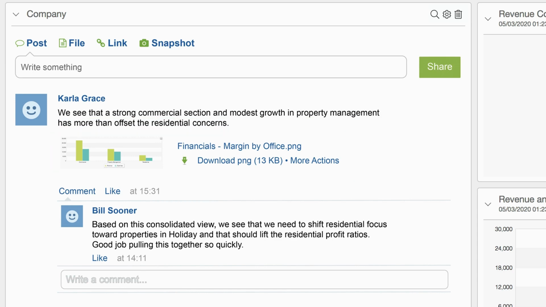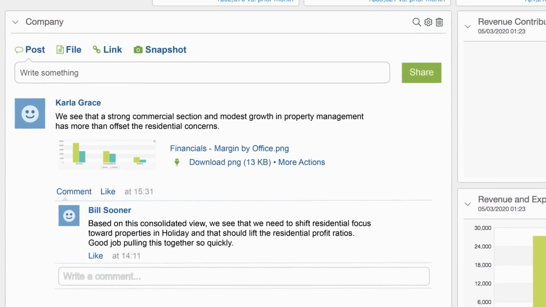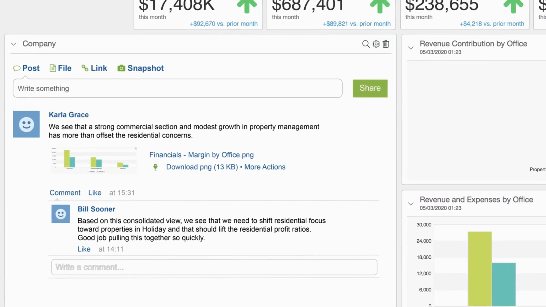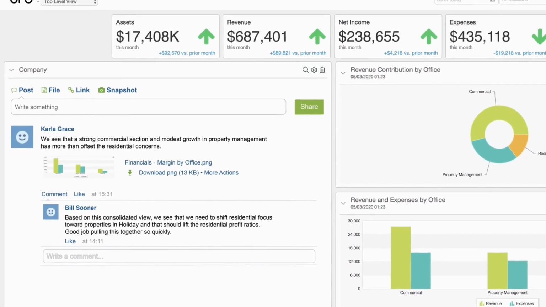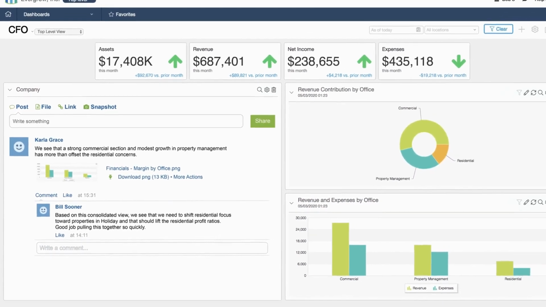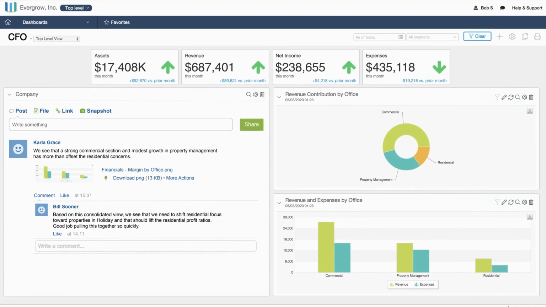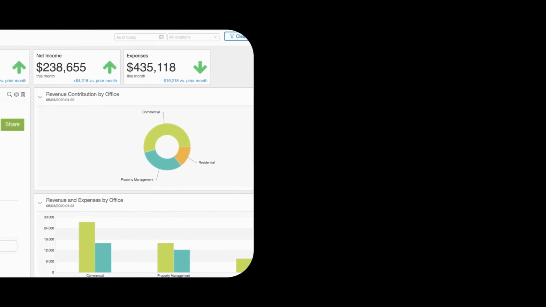A follow-up note from the CEO says, based on this consolidated view, we see that we need to shift residential focus toward properties in Holiday, and that should lift the residential profit ratios. Good job pulling this together so quickly. A year from now, when executives are working on budgets in Sage Intacct budgeting and planning, and discussing why they shifted focus, they can replace recollection and speculation with a documented decision and audit trail.